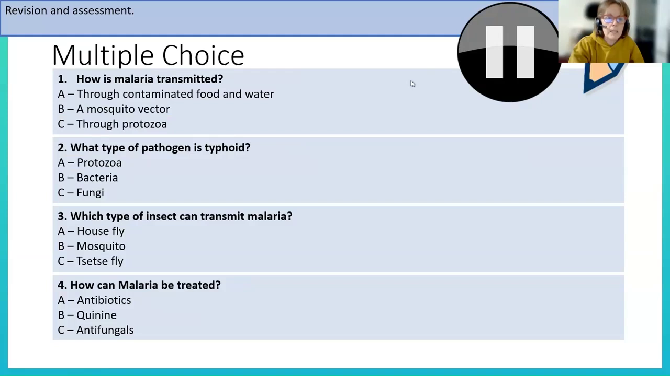So, how is malaria transmitted? What type of pathogen is typhoid? Which type of insect can transmit malaria? And how can malaria be treated?